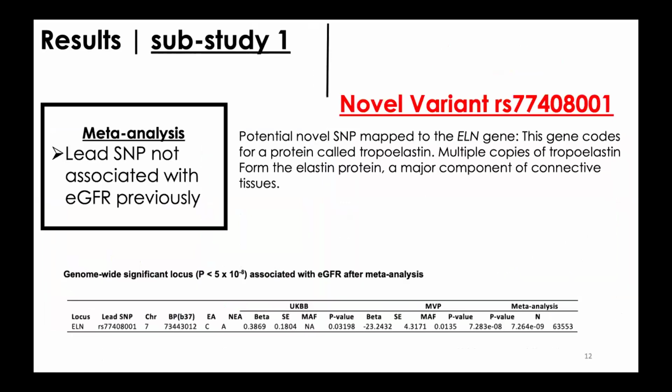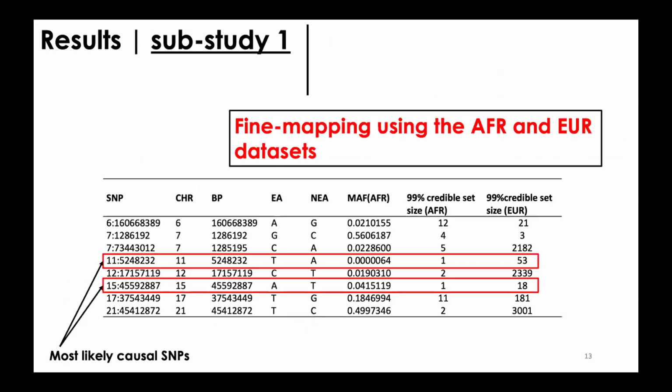Then just a little more light about this novel variant, which had not yet been associated with EGFR whatsoever. It mapped to the ELN gene, and like I already said, it encodes a protein called tropoelastin. And this has functions in forming the elastin protein, which is a major component of connective tissue.